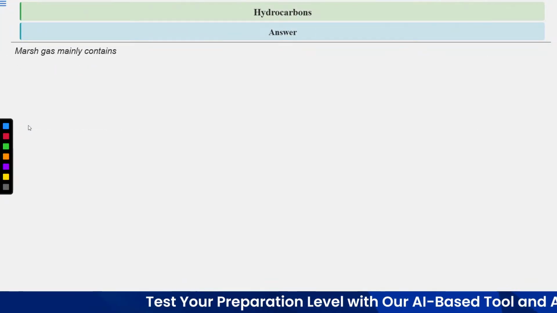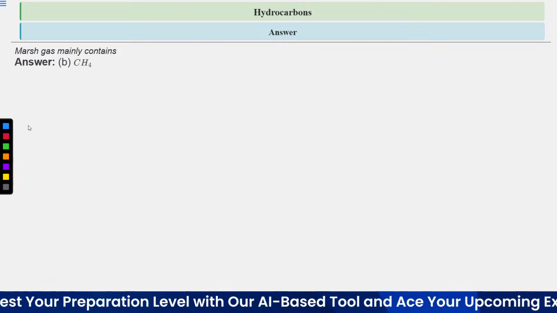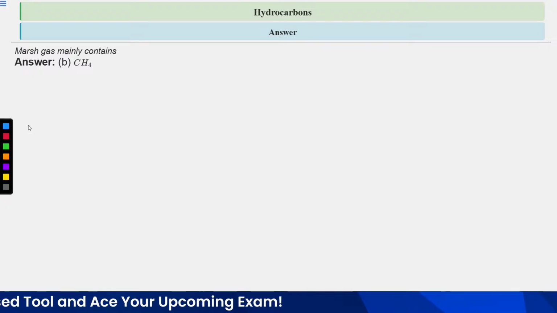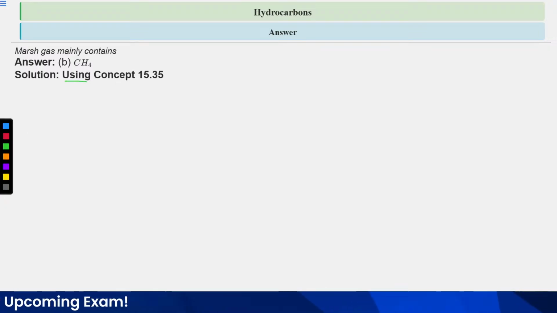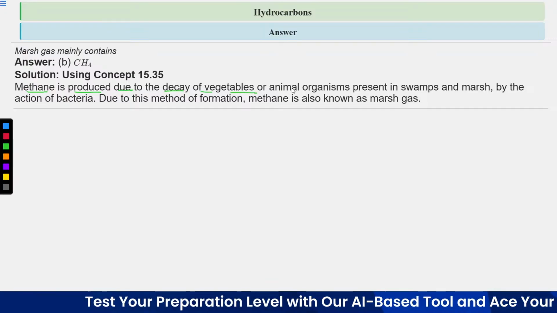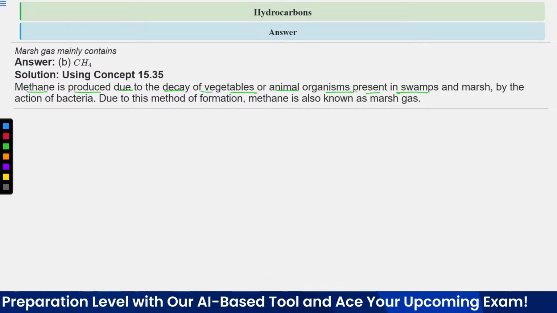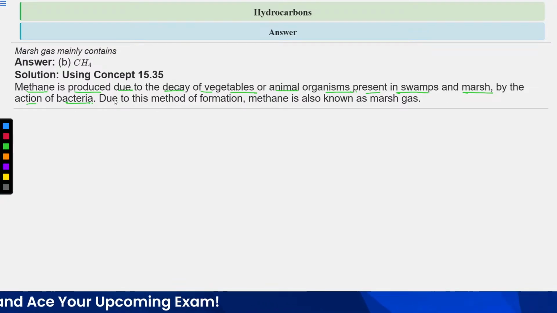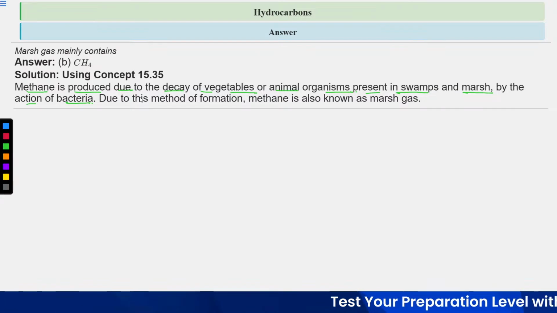So for the given question, the correct answer is option B, that is CH4. Using the concept 15.35, methane is produced due to the decay of vegetable or animal organisms present in swamps and marsh by the action of bacteria. So when bacteria react with the left out vegetables or animal organisms, they will start decaying them.